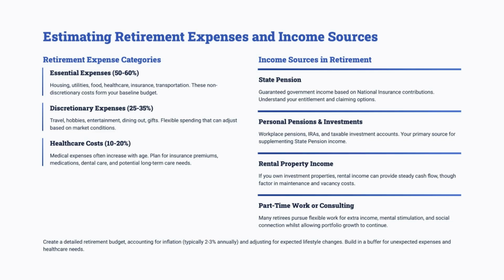Income sources include state pension, personal pensions, rental income, and part-time work. Adjust for inflation and lifestyle changes, ensuring a buffer for unexpected costs.